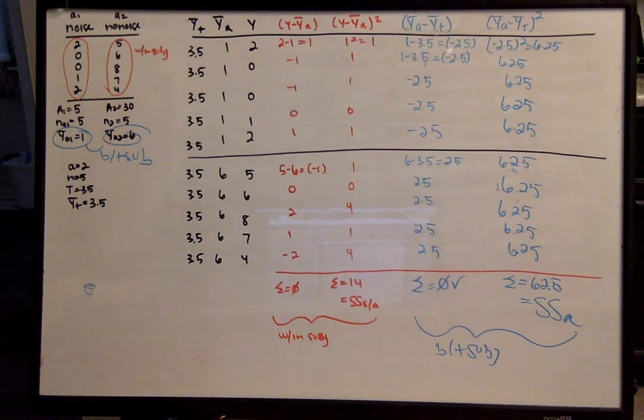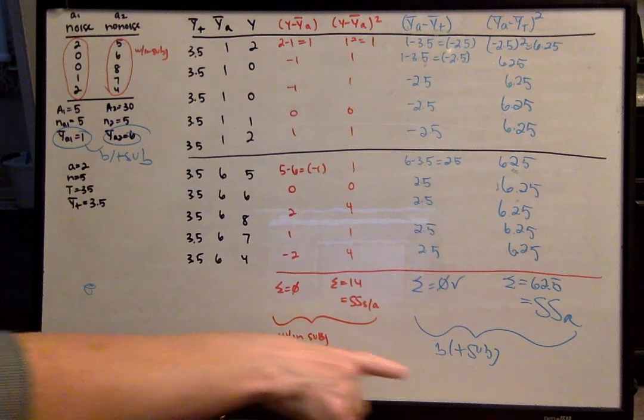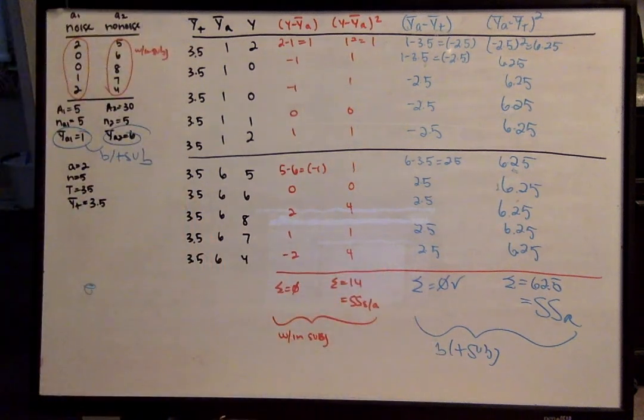All right, so you might think that we're done because I told you there were 2 sources of variability, within and between. But we're going to put 2 more columns on here because we're going to look at the total variability as well. And we'll do that in the next video.